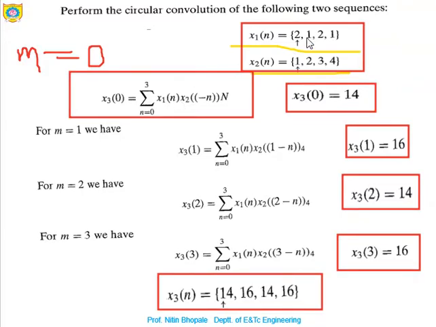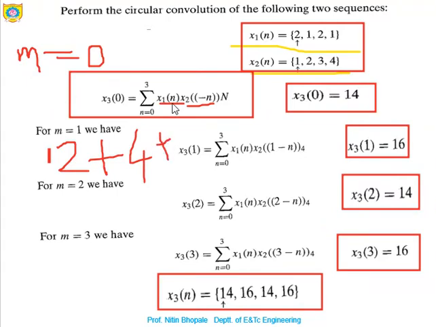like x1 of 0 is 2 into x2 of 0, that is 1. So 2 into 1, that is 2. Next is plus, so 2 plus, next is x1 of 1, that is 1, and x2 of minus 1 mod 4, because capital N, the total number of sample values for each sequence, is 4. So minus 1 mod 4 is 3. So x2 of 3 is 4. So 4 into 1 results in a value 4.